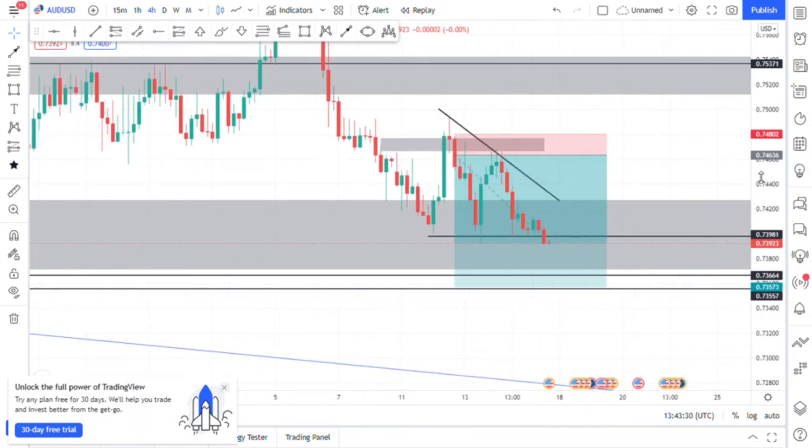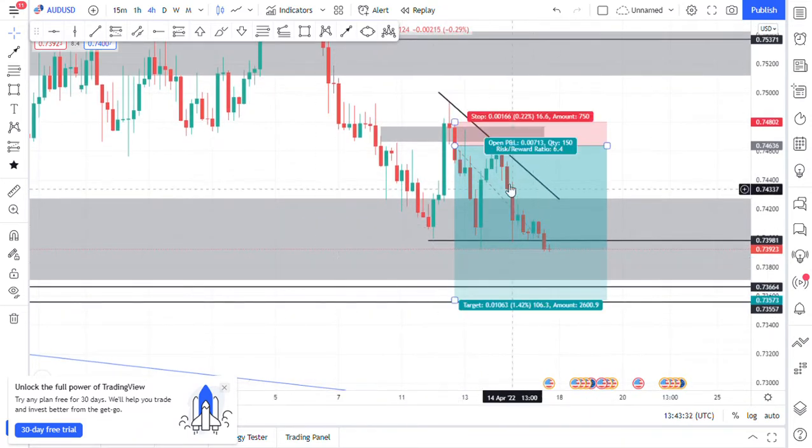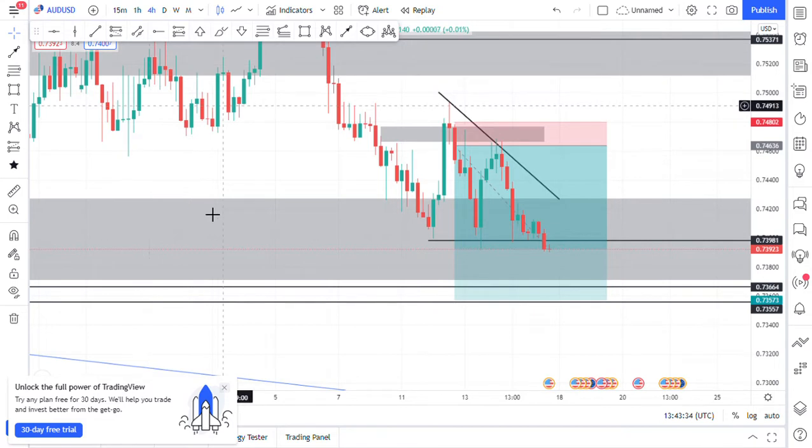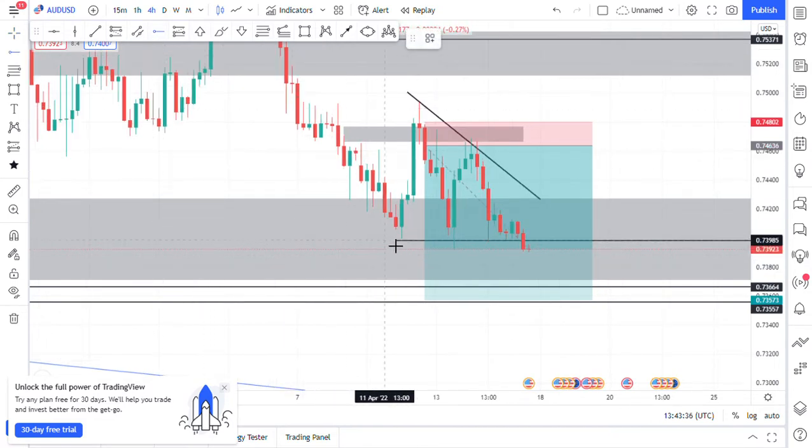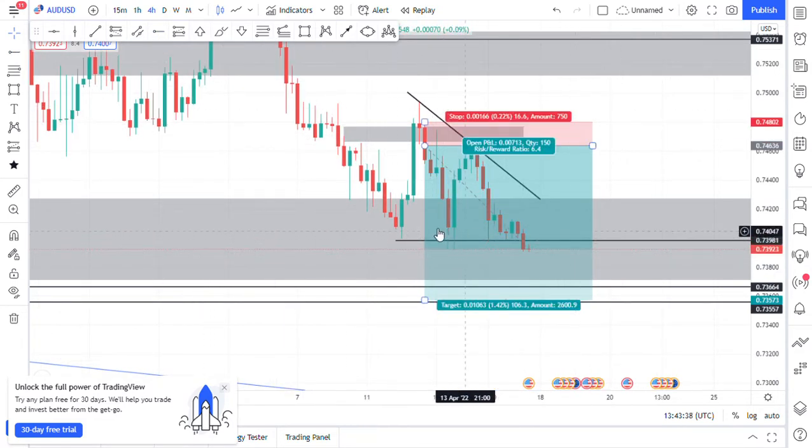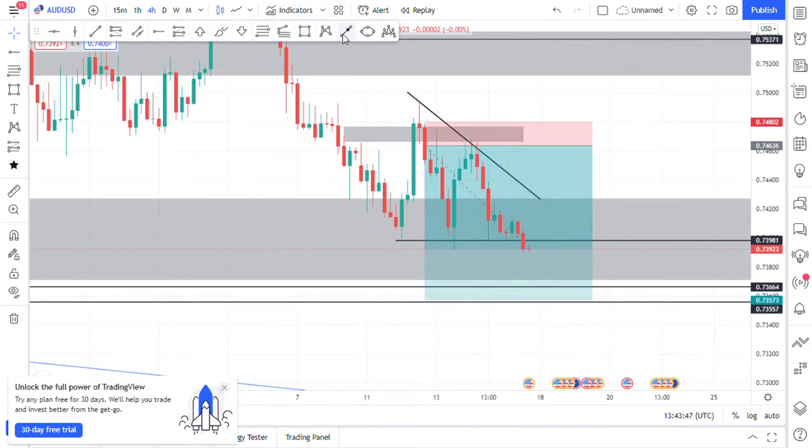So price will still be coming down, and most likely it will come down to hit my TP because we have broken this support level. As we broke the support level, price closed right below it. So most likely I'm expecting my TP to be hit before we think of reversals to the upside.